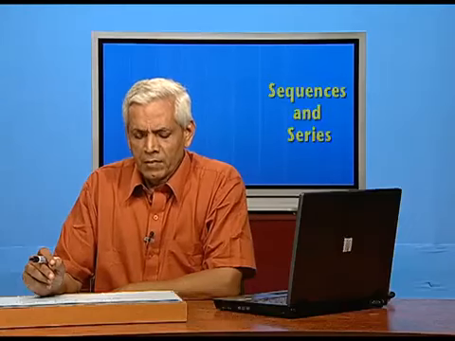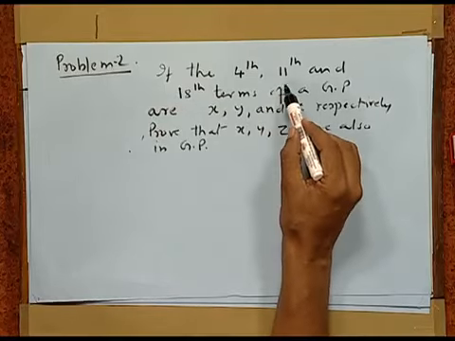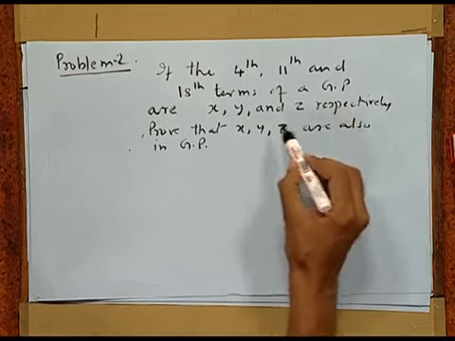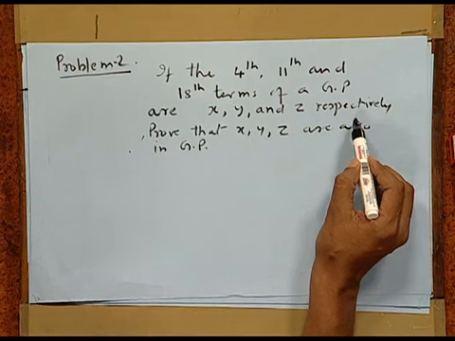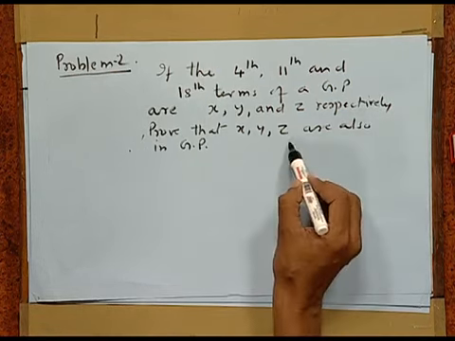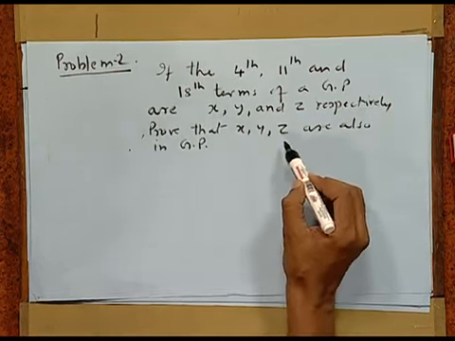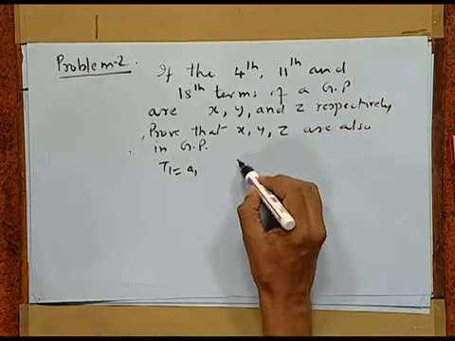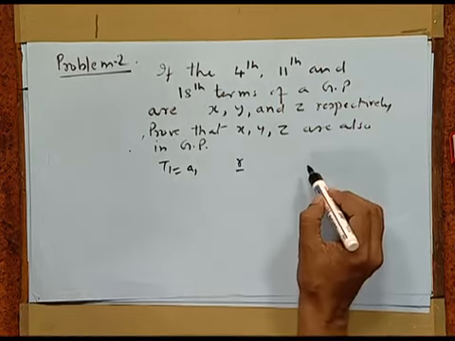Now, we take another problem. If the 4th, 11th and 18th terms of a GP are x, y and z respectively, prove that x, y, z are also in GP. In any problem, we must look at the problem first whether A and R are given. If they are not given, assume it. Suppose first term is A and the common ratio is R.